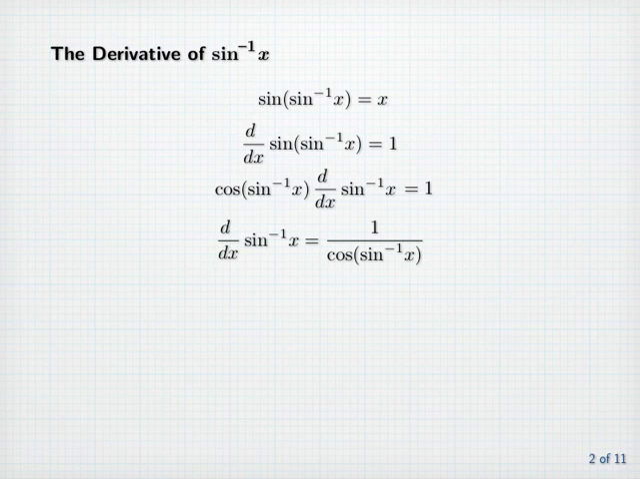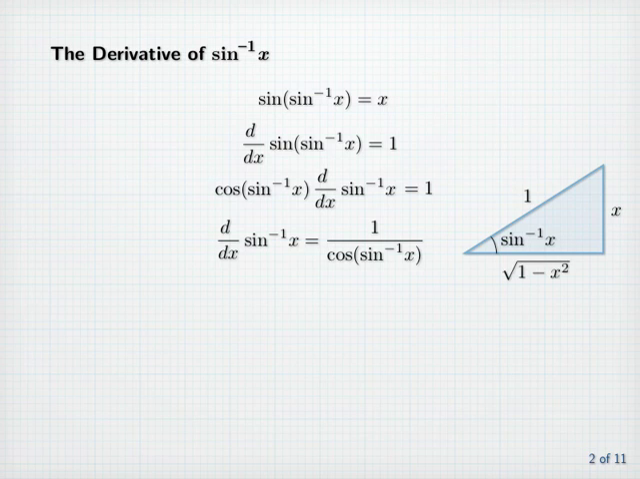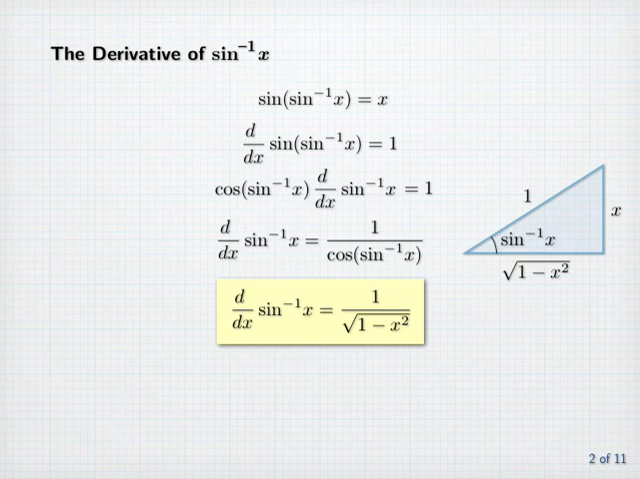Now let's simplify. For this, a diagram of a right triangle is a helpful device. Label one of the acute angles as inverse sine of x. The sine of that angle is x, so we can label the opposite side x and the hypotenuse 1. That makes the adjacent side have length equal to the square root of 1 minus x squared. Thus the cosine of the angle is the square root of 1 minus x squared divided by 1, and so the derivative of inverse sine of x equals 1 over the square root of 1 minus x squared.